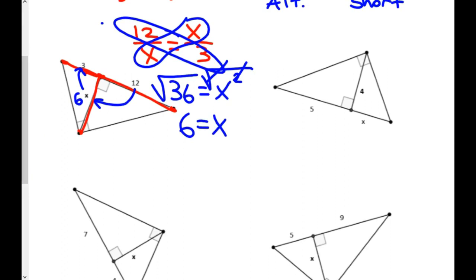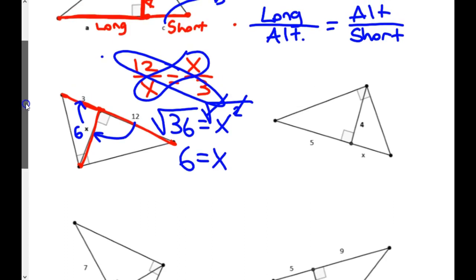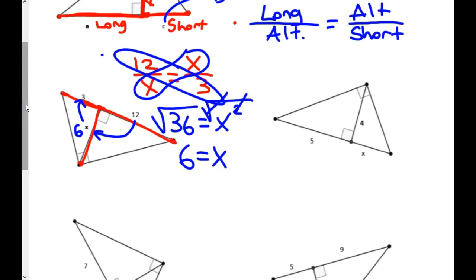We want to remember our little formula. Long over altitude equals altitude over short. So remember, I'm doing 5 over 4 equals 4 over x. So let's do that. 5 over 4 equals 4 over x. Half the problem is setting it up.